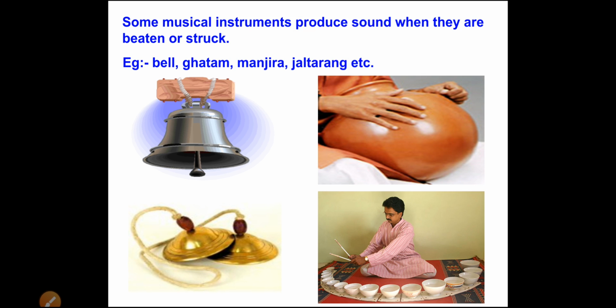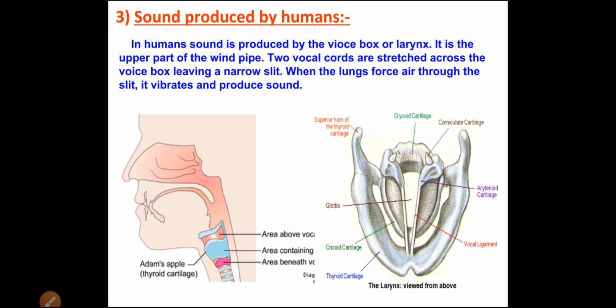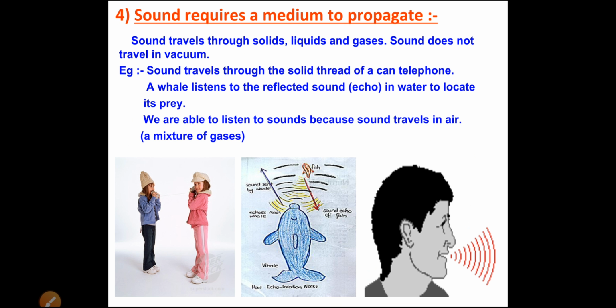These are the types of instruments by which different types of sound can be produced. In human beings, sound is produced with the help of the larynx. Here is the diagram of the larynx, which was shown in the previous part also. Now today you are going to learn that sound requires a medium to propagate.